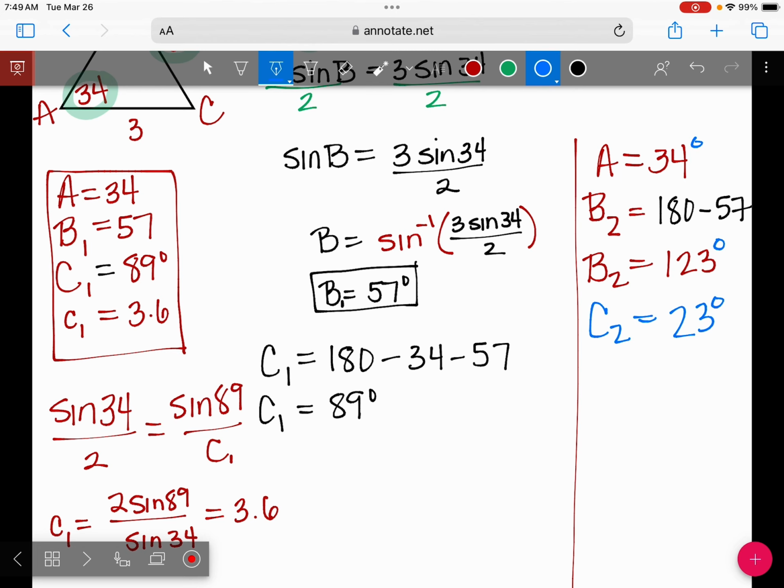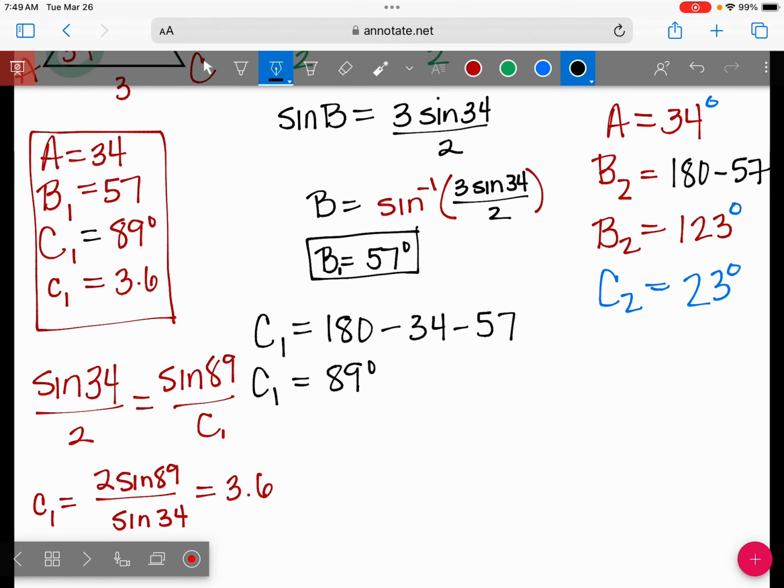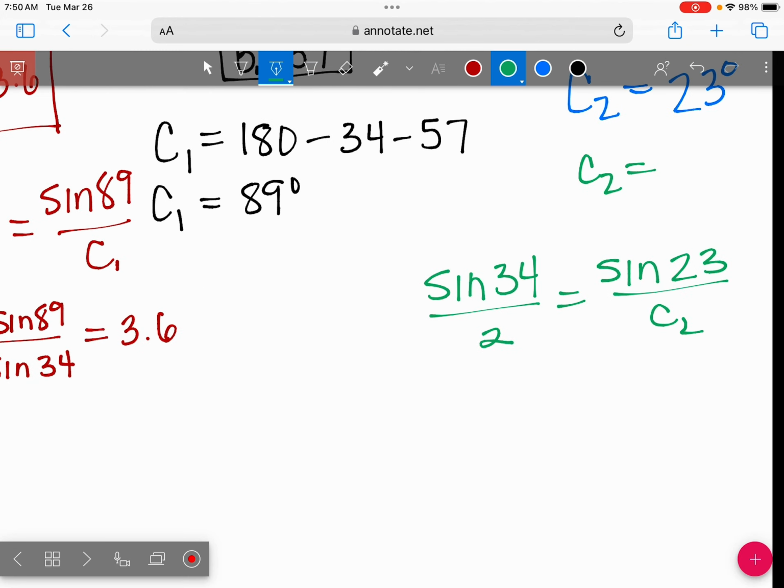All right, so now let's go ahead and find what side little c2 would be, and then we'll be finished. So for side c2, let me set up my ratio. It would be the sine of 34 over 2, and that's going to equal the sine of angle C, which we figured out could be 23, over little c. Go ahead and solve that for little c.